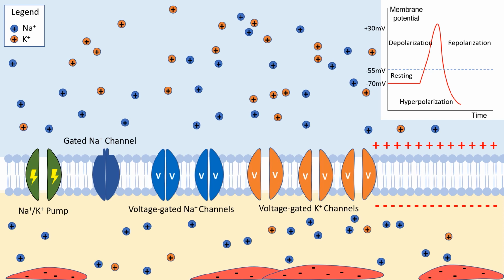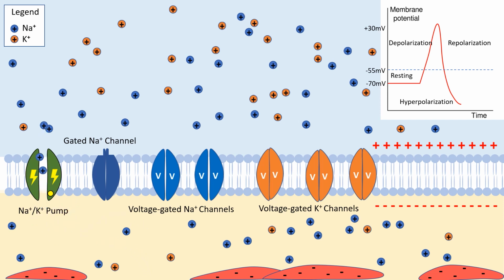The switch in polarity causes the voltage-gated potassium channels to close. Because the voltage-gated potassium channels are numerous, and they can't close instantaneously, the membrane potential undershoots the resting potential. This is known as a hyperpolarization. The sodium-potassium pump will now restore the resting potential.